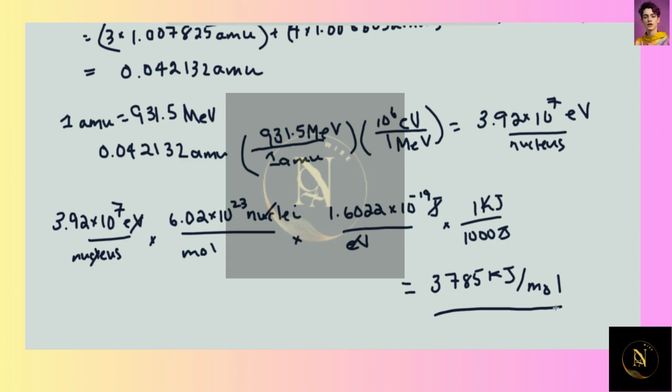Nuclear binding energy can be found in either electron volts per nucleus level or on a macroscopic level, kilojoules per mole.